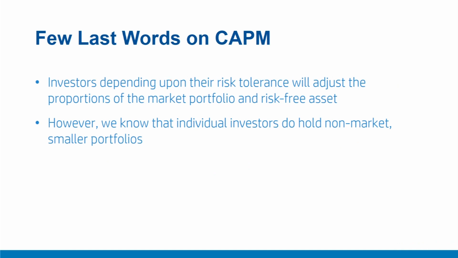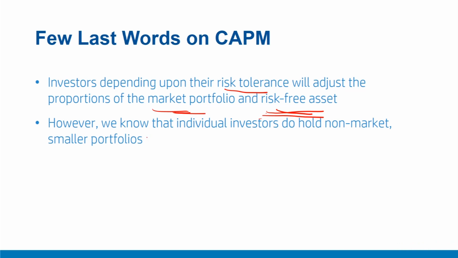CAPM also postulates that all the investors need not have the same risk tolerance. They will have different risk tolerance, and this difference will be reflected in their combination of the market portfolio and the risk-free asset. Remember, we said that investors will not only hold this market portfolio, but may also invest a certain proportion in the risk-free asset, or some of those that are more risk tolerant may heavily borrow at this risk-free rate and then invest not only their own wealth, but the borrowed amount in the market portfolio.